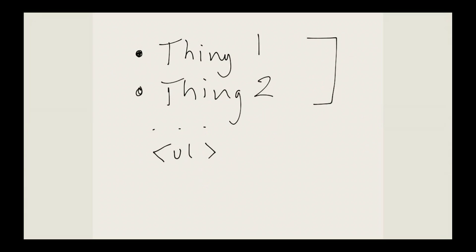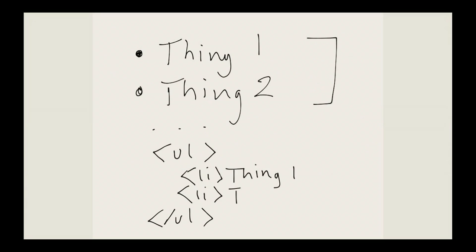The way you would code this in HTML is you'd start with an open tag that opens the unordered list. You'd close it with a close tag that closes the unordered list. And then in the middle, you'd have list items, LI, and inside the LIs would be the text to display. So thing one and thing two. And we'd close our list item tags.